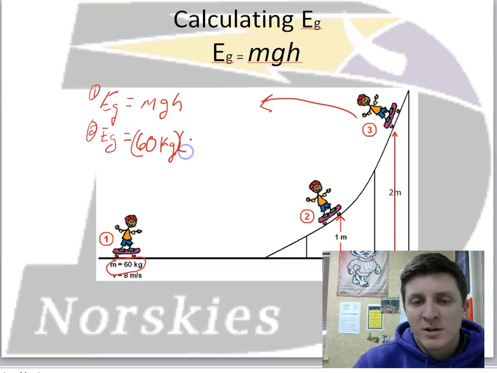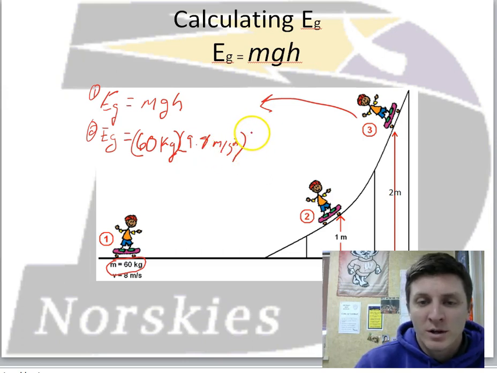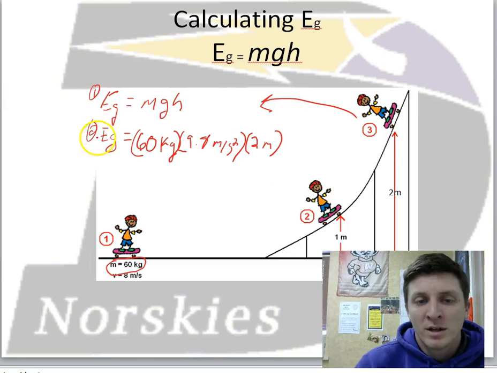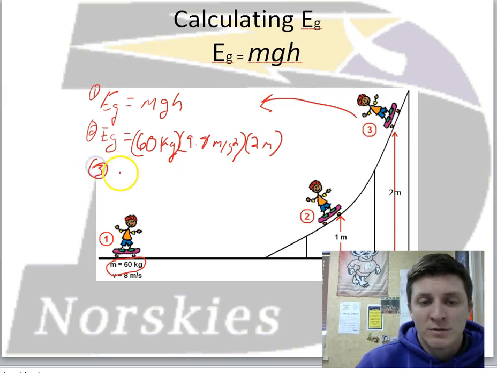The second value that we have is 9.8. That's the measure of gravity, and that's actually a unit of acceleration, so we're going to put meters per second squared there. And then the height. Well, at position 3, the height is 2 meters. So basically that's step 1 and 2 together. Step 1, list the equation. Step 2, you're going to plug in the values that you have for that specific equation. Step 3 is to solve the equation.